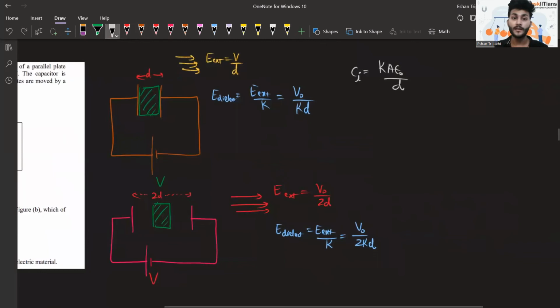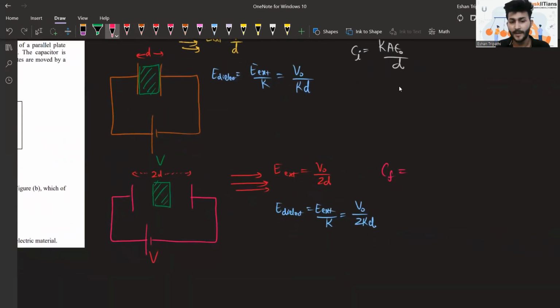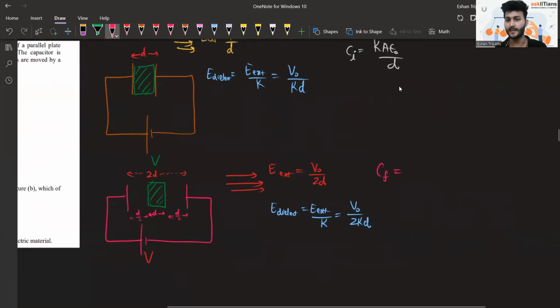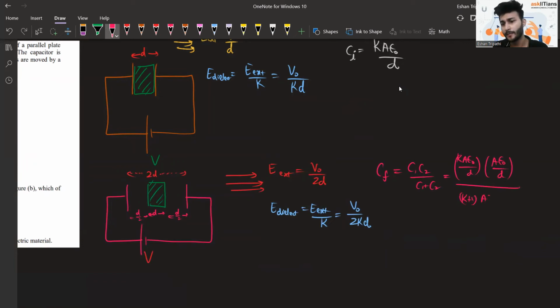But if we talk about the final capacitance, C2, you can imagine we can compare it with a system of two capacitors connected in series. So this capacitor has width d by 2, and this one has d by 2. You can add it up to make a single capacitor of width d with a vacuum inside. Since these are two in series, we're going to use the formula C1 C2 divided by C1 plus C2. So it is going to be K A epsilon naught divided by d multiplied by A epsilon naught divided by d, divided by the sum of them, K plus 1 A epsilon naught by d.